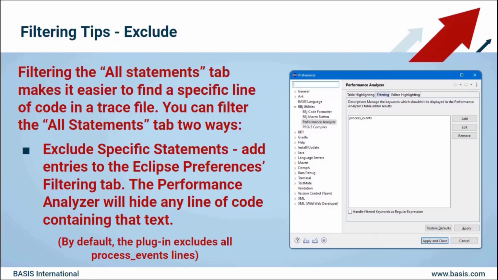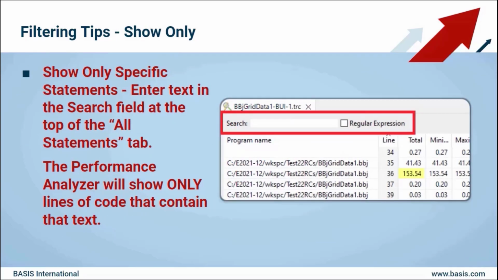Filtering the All Statements tab makes it easier to find a specific line of code in a trace file. You can filter the All Statements tab in two different ways. You can exclude specific statements. In order to do that, you add entries to the Eclipse Preferences Filtering tab. The Performance Analyzer will hide any line of code containing that text. By default, as you can see on this page, the plugin excludes all process events lines. Process events being a call to the user interface.